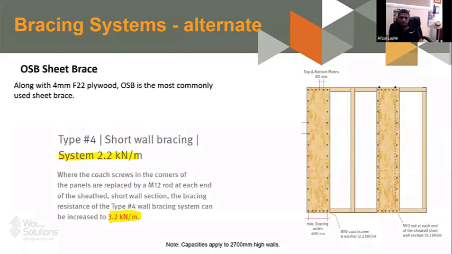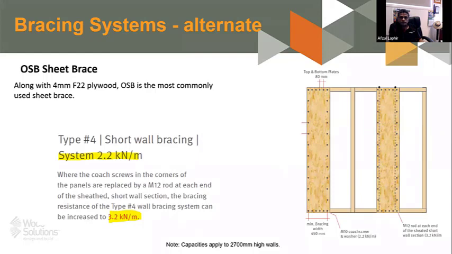Now, unlike the AS1684 options, unlike plywood, I should say, OSB sheet braces come with two short wall brace options as well. One is the 2.2 kilonewton meter, which uses coach screws at the four corners, or you can increase it to 3.2 kilonewtons by using tie-down rods at each end.